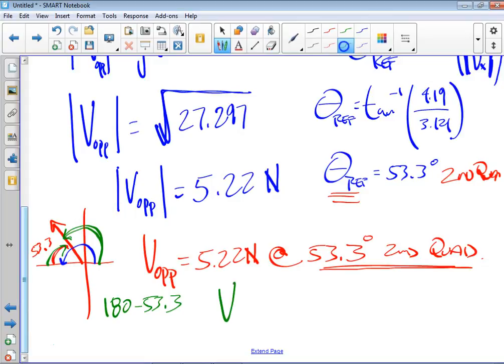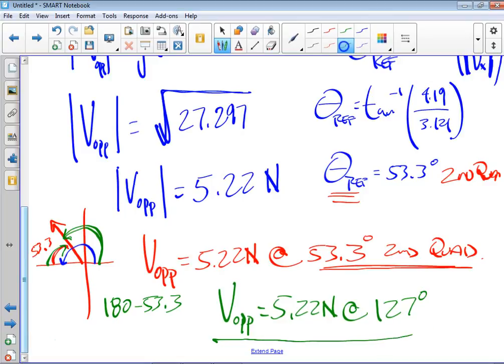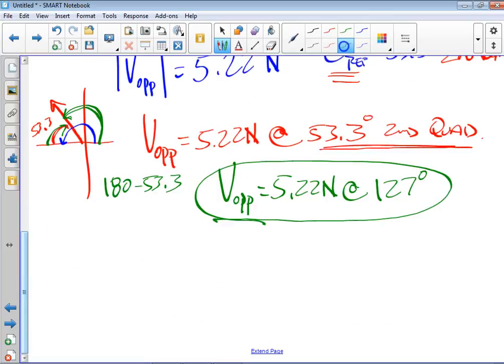So another way to write this is the opposite vector is 5.22 newtons at 127 degrees. And we don't have to say what quadrant, because 127 degrees is in the second quadrant. This is the way we're going to want it. The only other thing I will tell you is this. In the way we're going to do the lab, that's a force. In this case, actually, in the lab, it's going to be a weight.